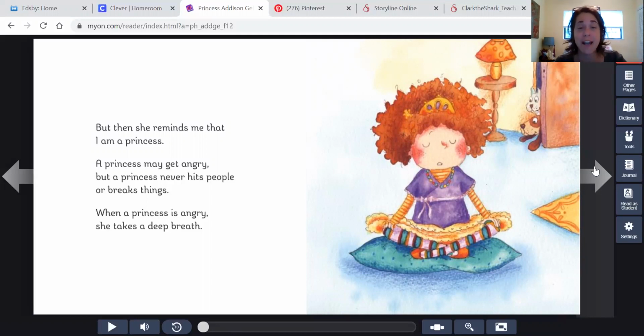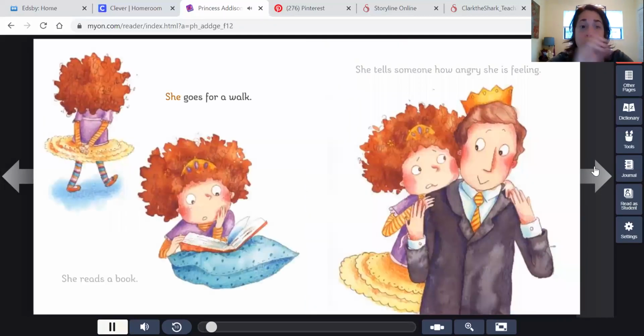This story reminds me of that story, text-to-text connection. She got angry, Addie got angry. They both take a deep breath, and what do they do after they take a deep breath? She goes for a walk. That's what Sophie did. She reads a book.